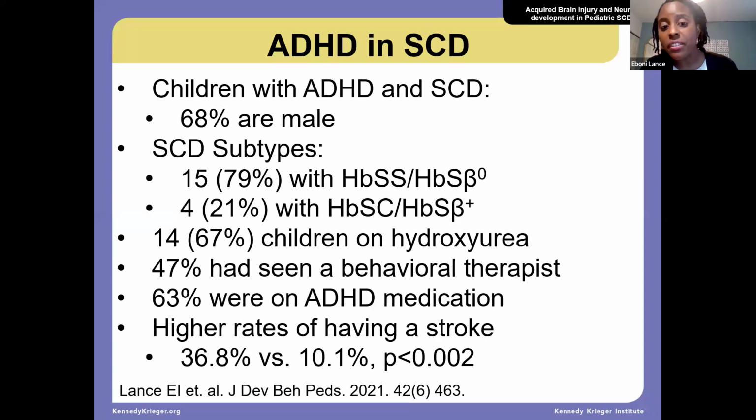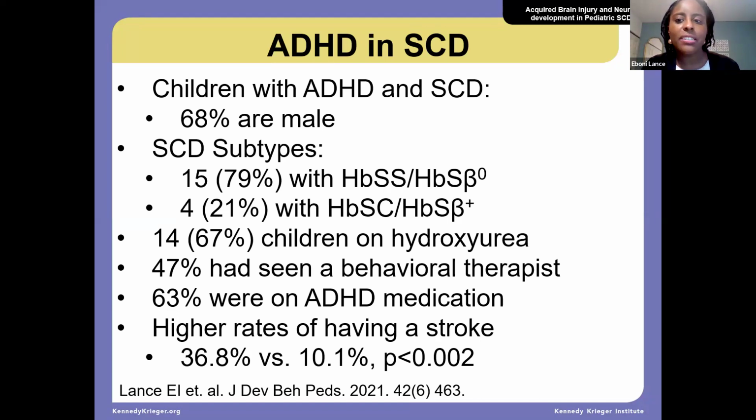In addition, these patients did have a higher rate of having a stroke, and that was significant. That stroke history was significant. So in our clinical practice, we do get MRIs on all patients with ADHD and sickle cell disease to screen for stroke.